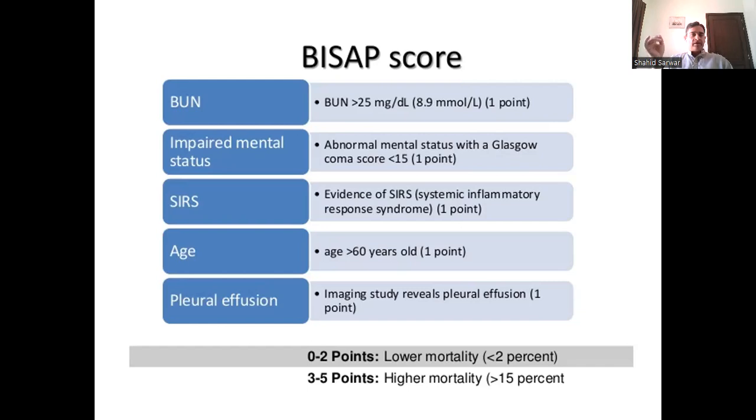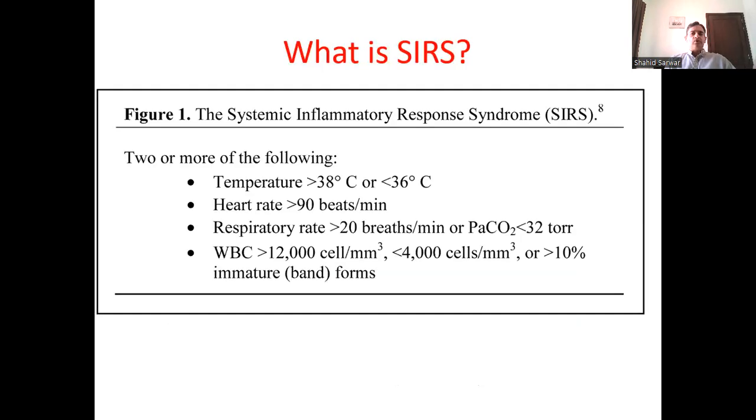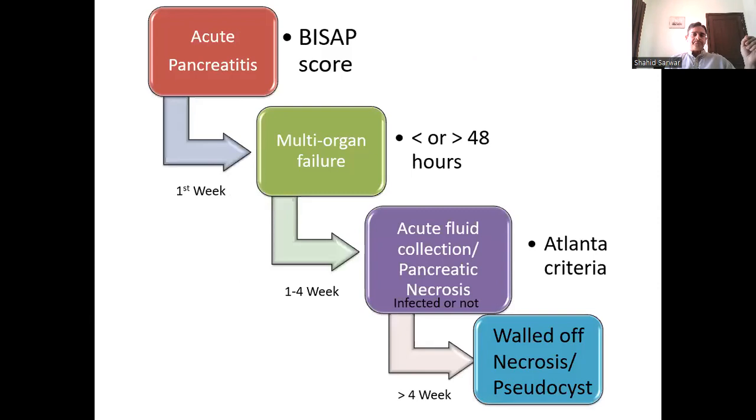It's basically a mnemonic for raised blood urea nitrogen, impaired mental status, systemic inflammatory response syndrome, age more than 60, and pleural effusion. If you have 0 to 1 parameter, you can manage in the general ward. If it's 2 to 3 parameters, it means high dependency unit. And more than 3 parameters means the patient should be managed in ICU care, because then the chances of mortality are much higher. And briefly, what is SIRS? We all know this is systemic inflammatory response syndrome. Two out of these four features will be labeled as systemic inflammatory response syndrome.